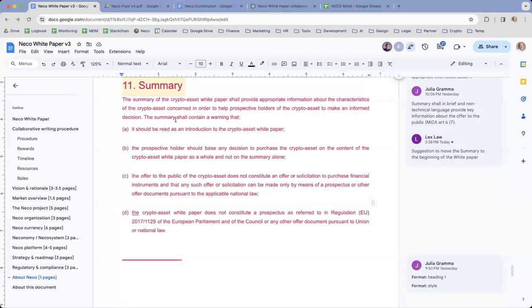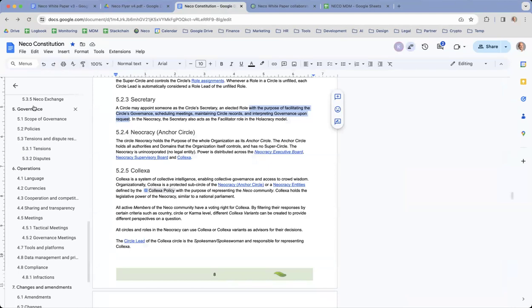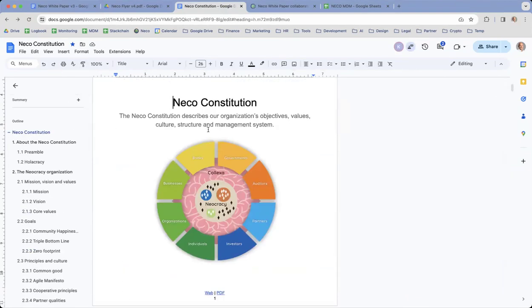So I think we're almost done, but there's one more topic I would like to discuss, which is the other document, the Neco Constitution. The Neco Constitution is probably the second most important document in our project. It describes how our DAO, the necracy, works and how it is structured, and it is more internal. It's more detailed than the white paper. It includes some topics which are also covered in the white paper, but it goes into way more detail.